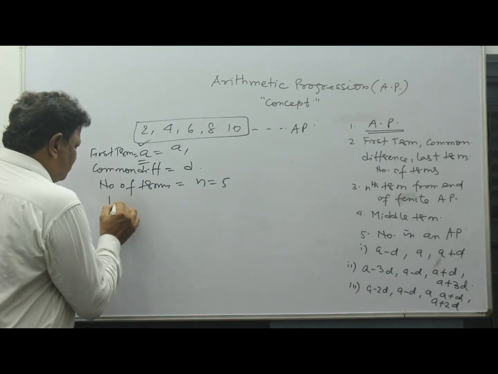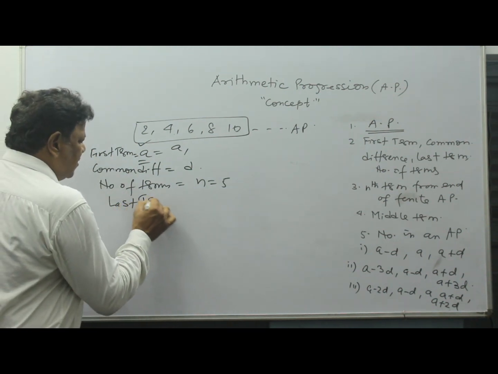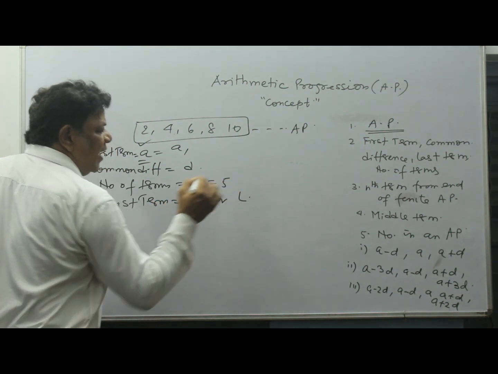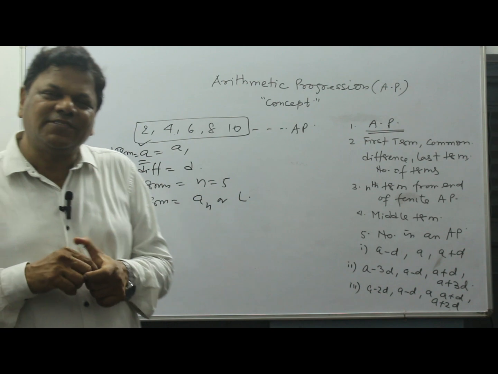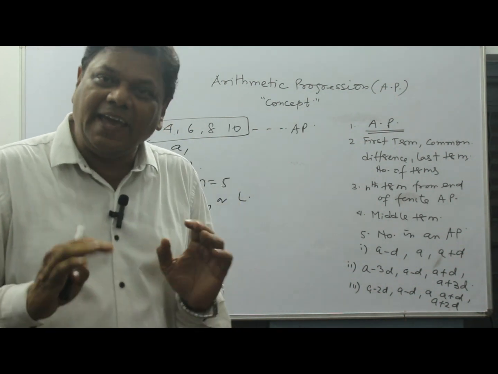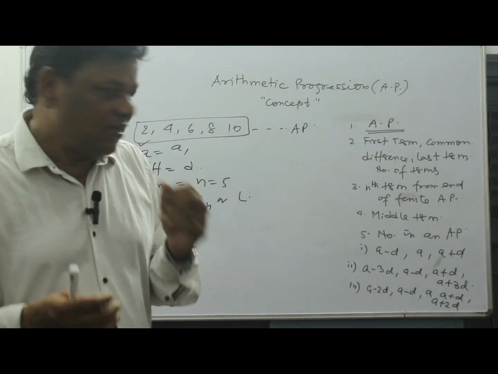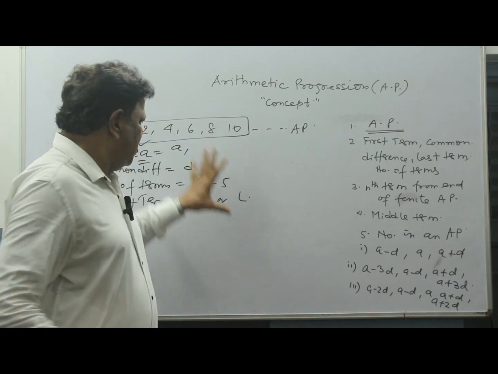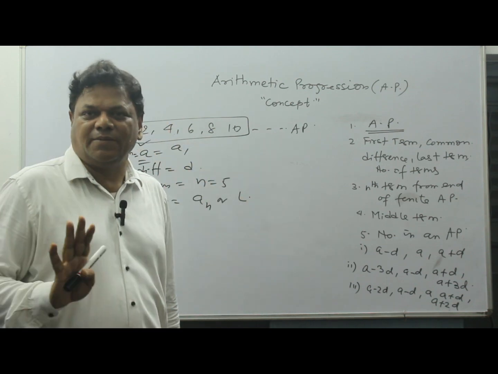And the last term is said to be an, or it is said to be l. Last term, what is said to be an? An is last term. And l also we can say l means last term.